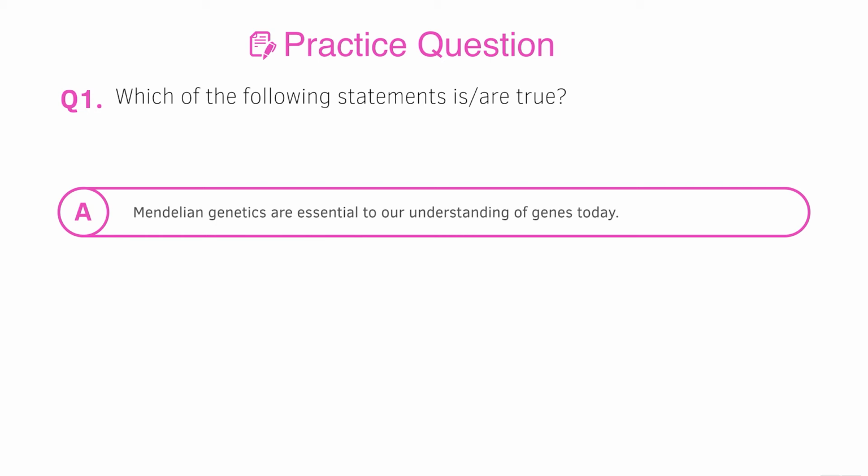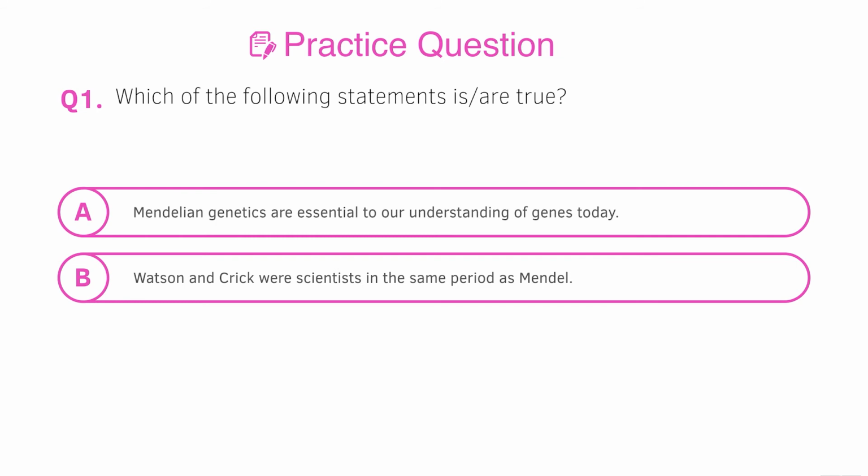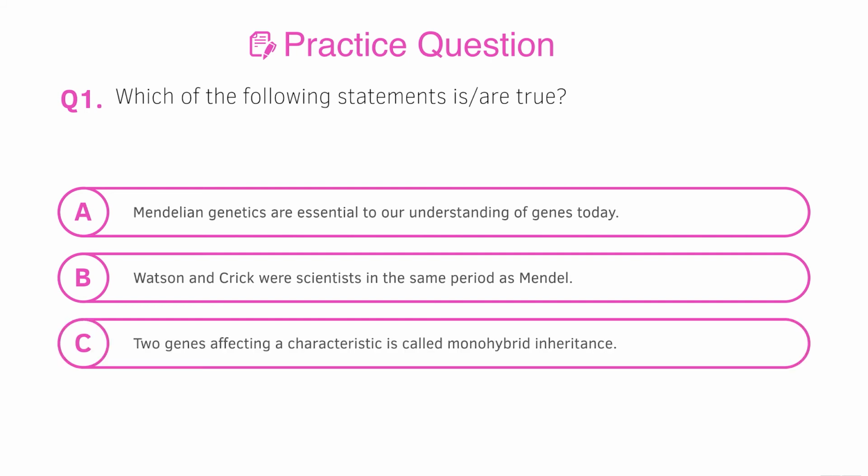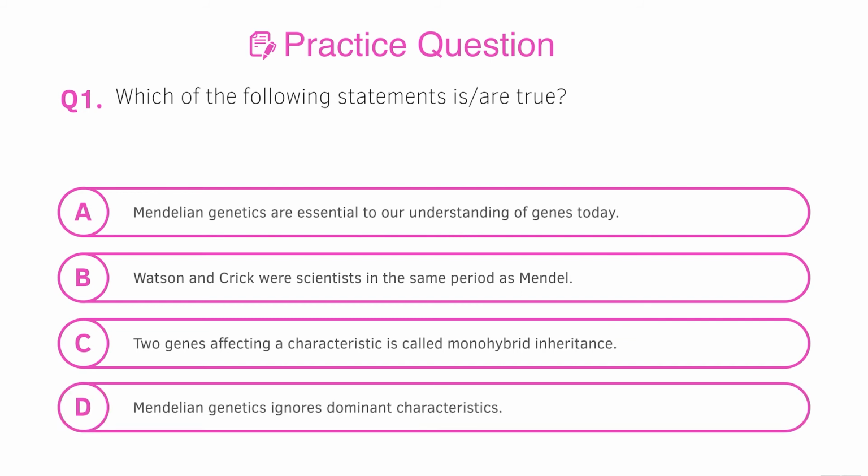Mendelian genetics are essential to our understanding of genes today. So that's statement A. B. Watson and Crick were scientists in the same period as Mendel. C. Two genes affecting a characteristic is called monohybrid inheritance. And D. Mendelian genetics ignores dominant characteristics. So pause the video and have a go, and I will then go on to have a look at some answers.